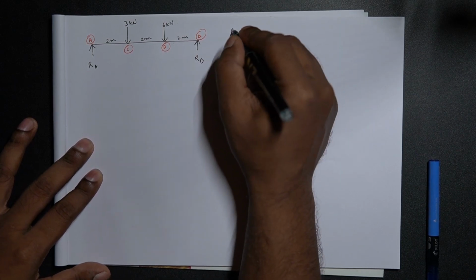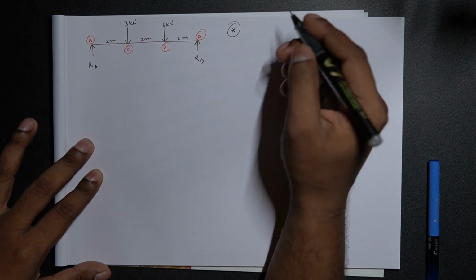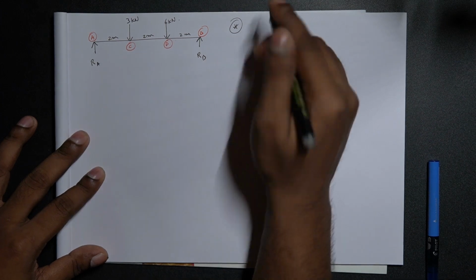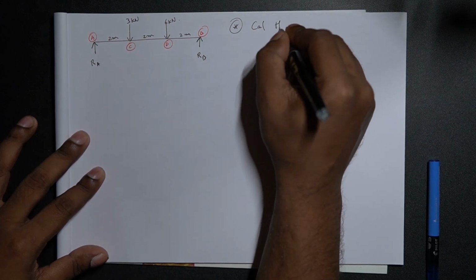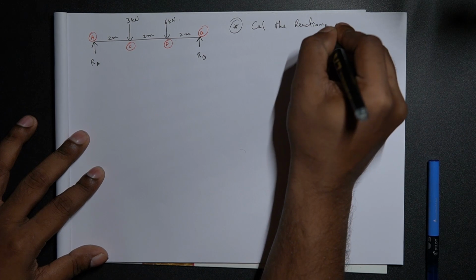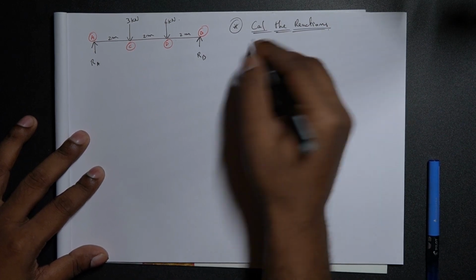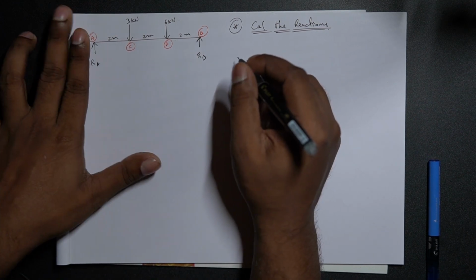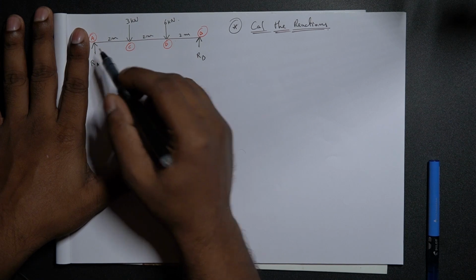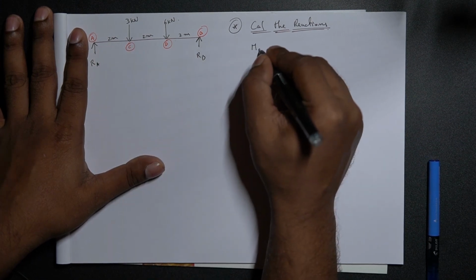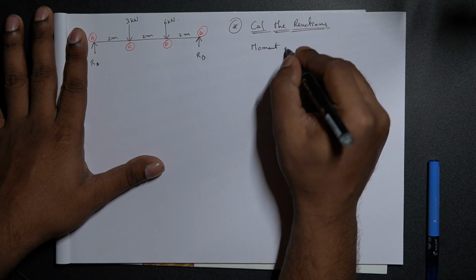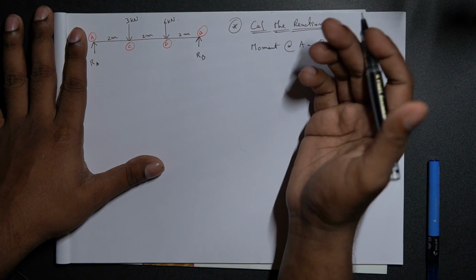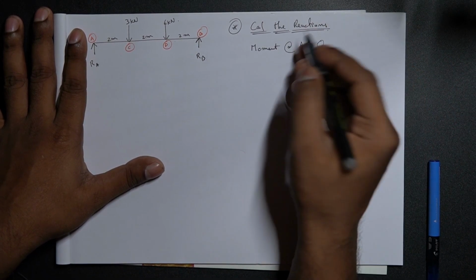So the first step in this particular example is to calculate the reactions. In order to know my reactions RA and RB, I am going to consider one particular point. Let's consider point A, and I'm going to assume that my moment at point A is equal to 0. For a simply supported beam, the moments at the ends are 0 anyway. So let's just say that the moment at A is 0.